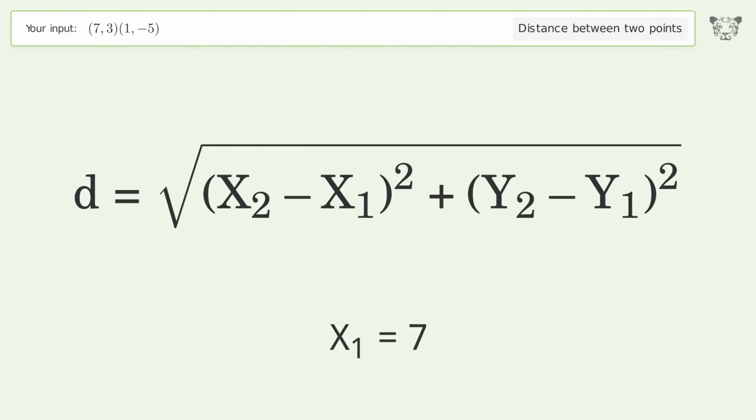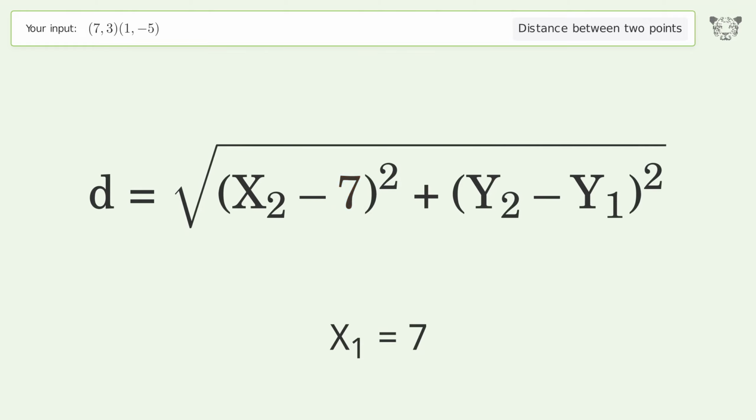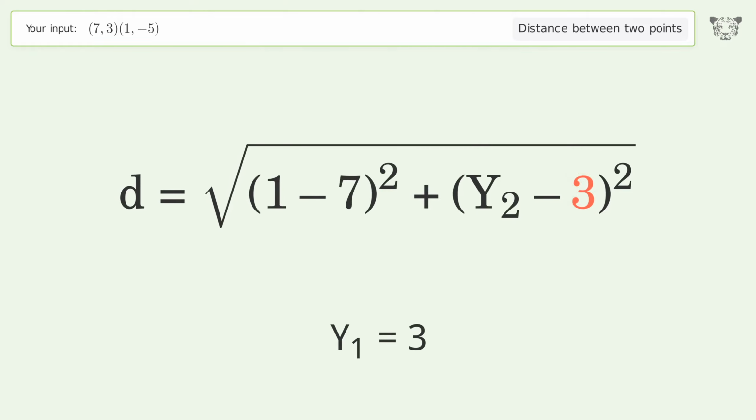x1 equals 7. x2 equals 1. y1 equals 3. y2 equals -5.